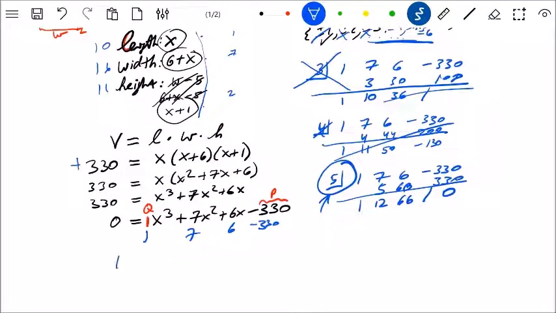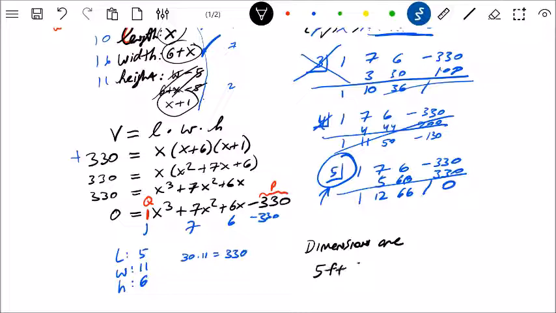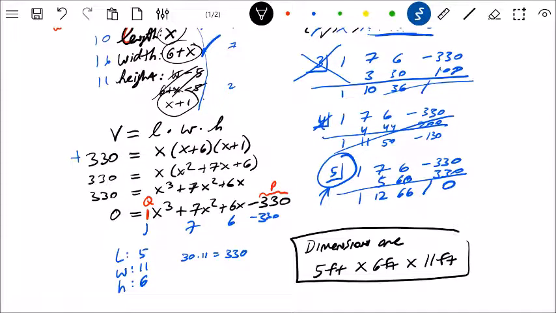Okay, if I put the length as 5, then the width would be 6 plus 5, which would be 11, and the height would be 5 plus 1, which would be 6. So if I do 5 times 6, I get 30 times 11. That is indeed 330. So that means that the dimensions are 5 feet by 6 feet by 11 feet, because those dimensions will give us the 330 cubic feet that the volume is.